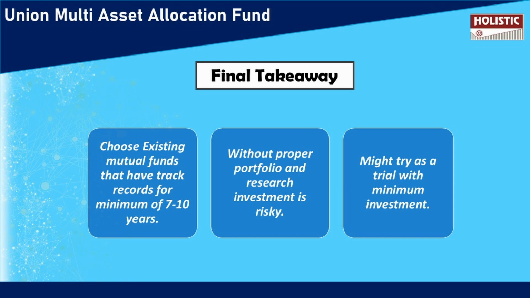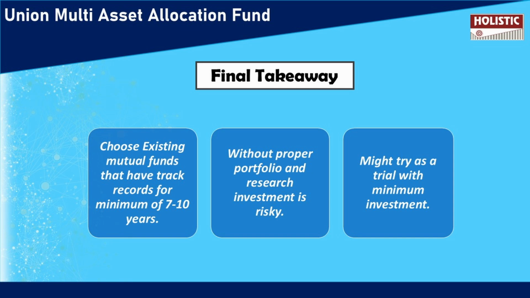So as the track record for the mutual fund is more than 7 to 10 years, you will know how the fund has performed through the market cycle because it has completed the market cycle. So it's better to invest in an existing mutual fund that has a track record for a minimum of 7 to 10 years, to take a calculated risk by analyzing the proper performance of that fund. Because without proper portfolio and research, if you choose to invest in an NFO like this, it is highly risky.